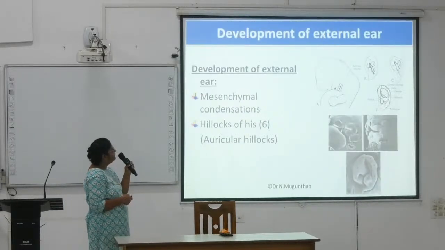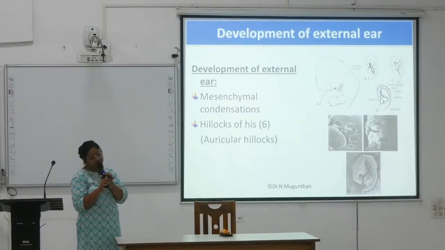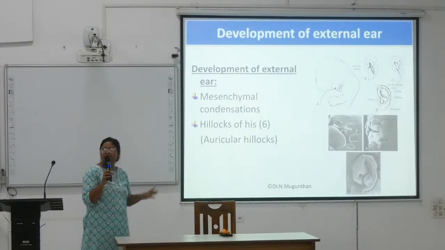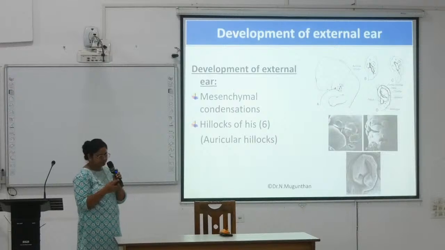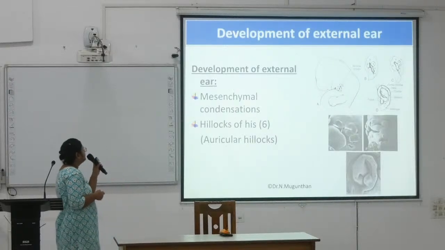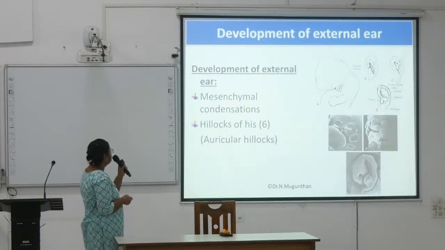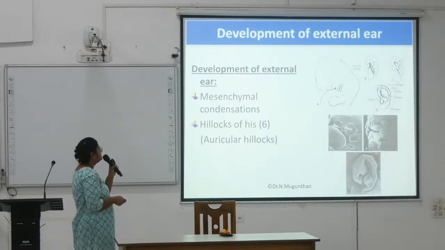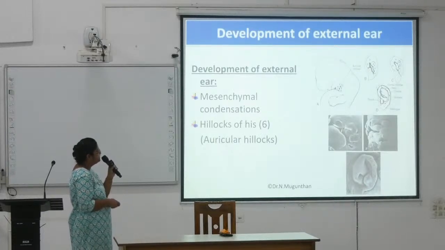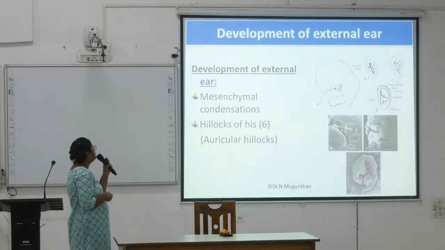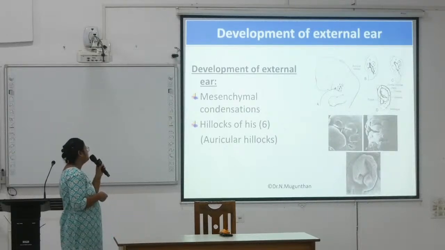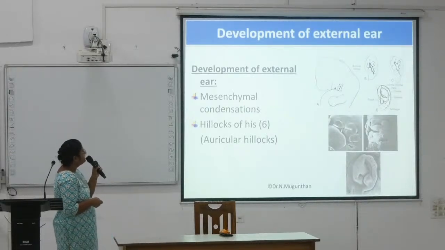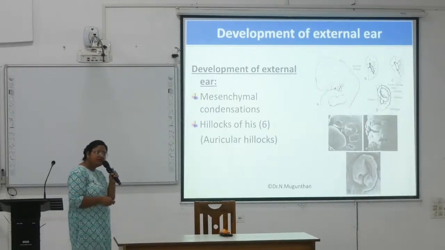Now we go to the development of the external ear, because different developmental defects are seen in the external ear. The external ear develops by mesenchymal condensations, the hillocks of His, also called auricular hillocks. Six hillocks are present, joining to form the external ear.